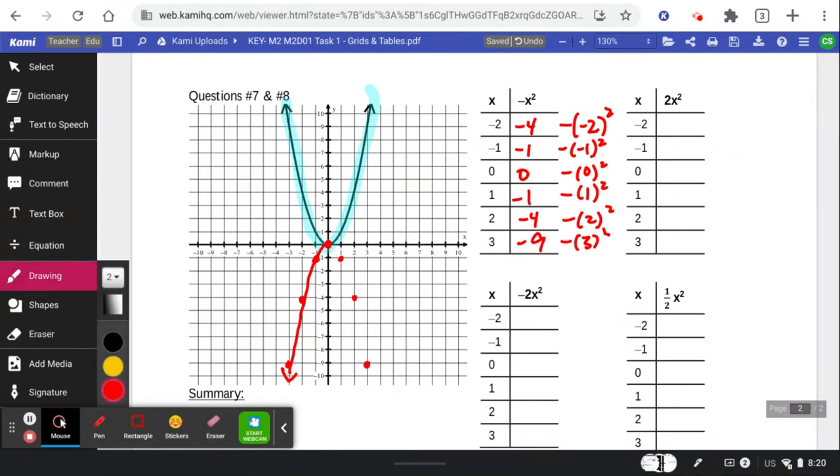Are you like really good at writing one side of the parabola but not the other like me? Like one side just doesn't work? Okay, there you go, something like that. Okay, there's my red graph. It became an upside down parabola.